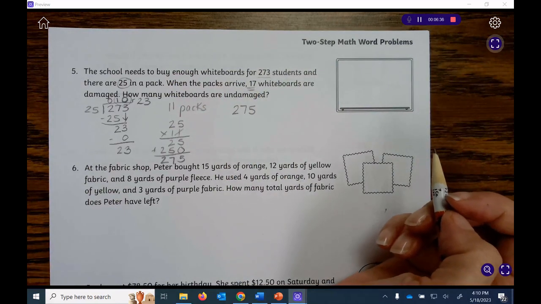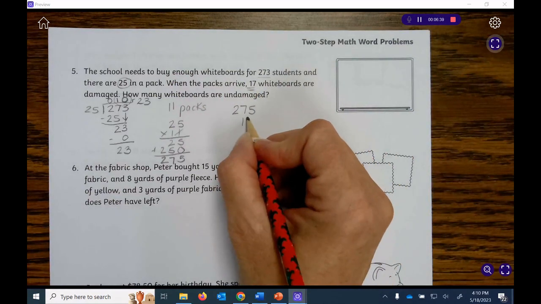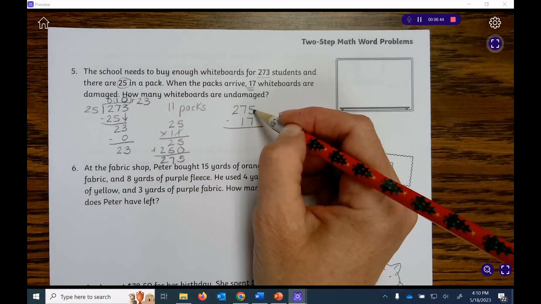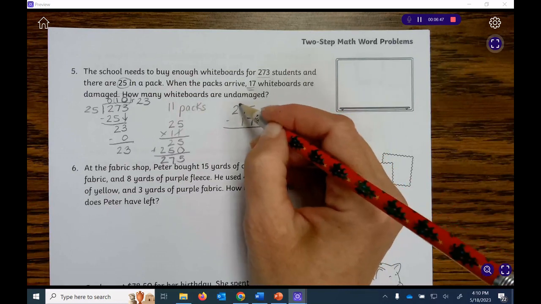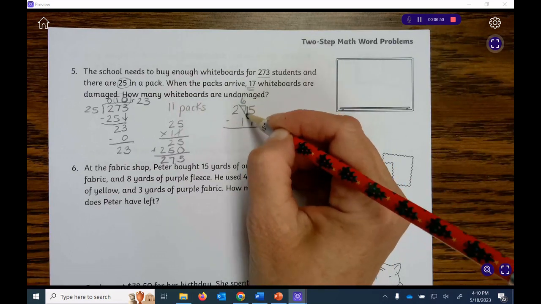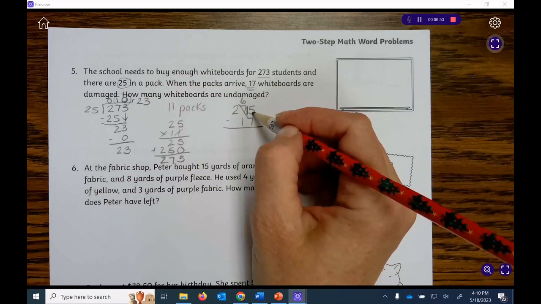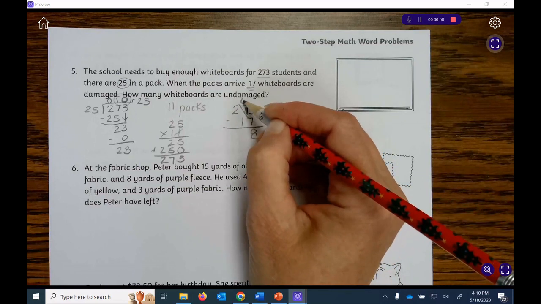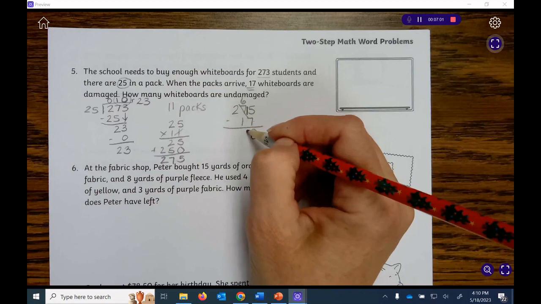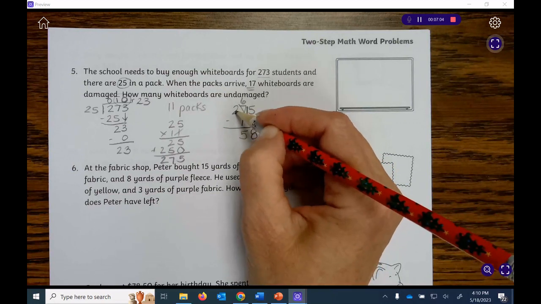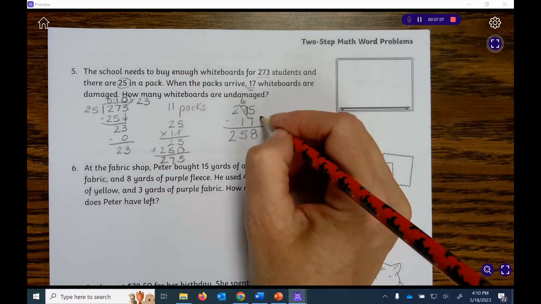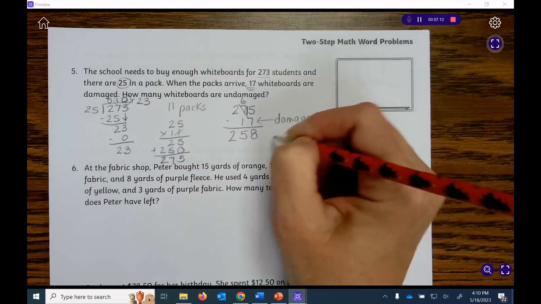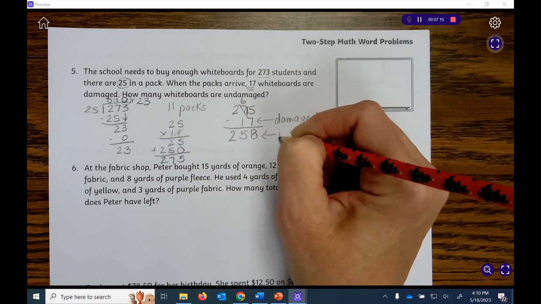17 are damaged. So we're going to have to take away 17. We have 5, and we need to take away 7. We have to borrow. This becomes a 6, and this becomes 15. 15 take away 7 equals 8. 6 take away 1 equals 5. 2 take away nothing equals 2. So we have 17 damaged, and then 258 undamaged.